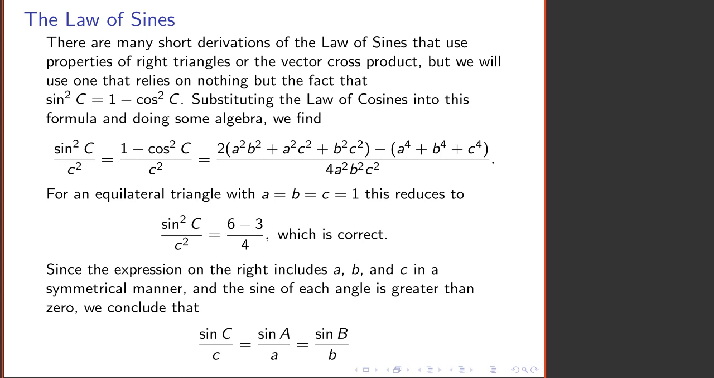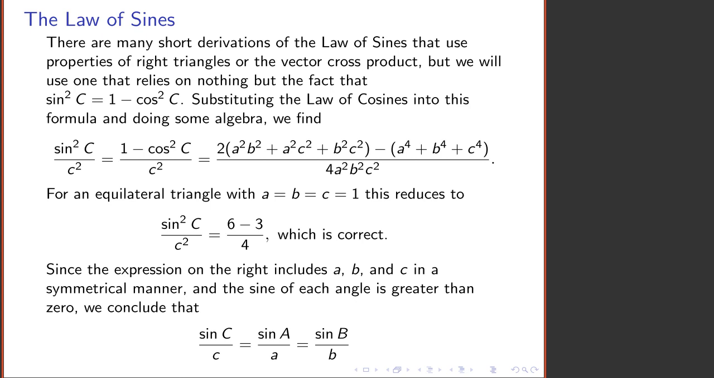So since this expression involves A, B, and C in a thoroughly symmetrical way, I clearly would have got the same result if I'd set about to calculate sine squared A over little a squared or sine squared capital B over little b squared, and therefore sine capital C over little c has to equal both sine capital A over little a and sine capital B over little b. That's the law of sines.